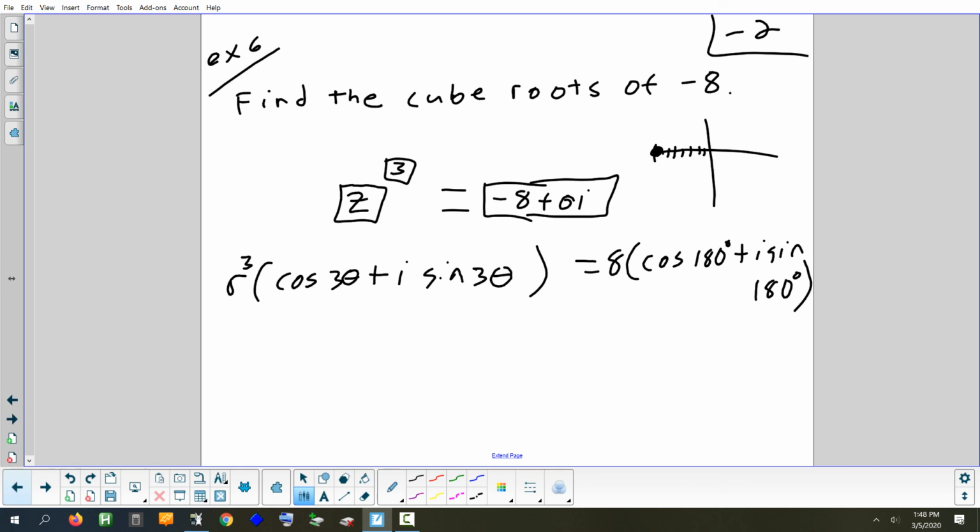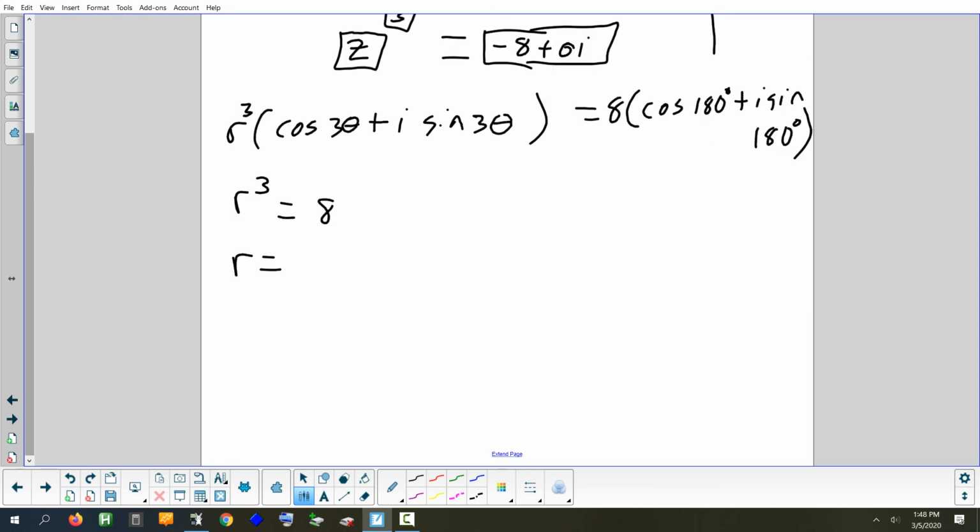Okay. So what's going to be the equation for your radius? r cubed equals 8. Perfect. And what's r there? 2. So how many answers are you going to have to this problem? 3. And they're all going to have a radius of 2. We're making progress.